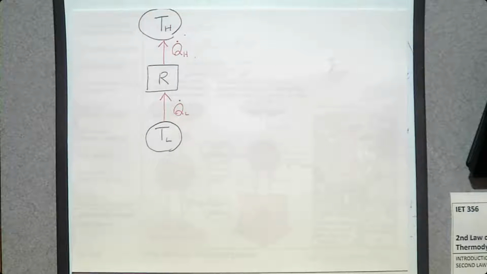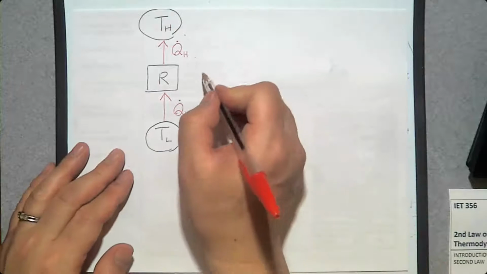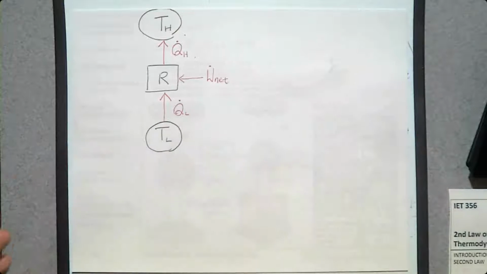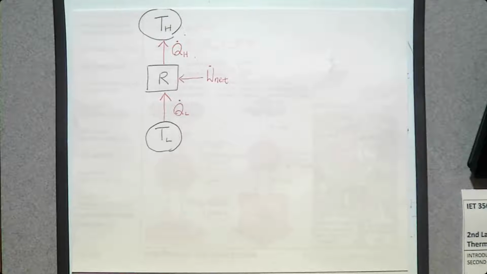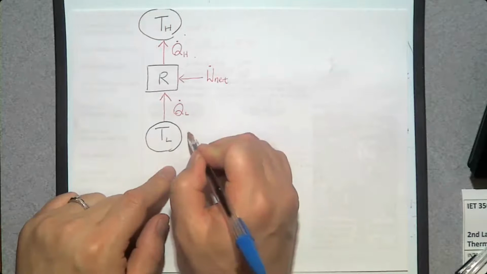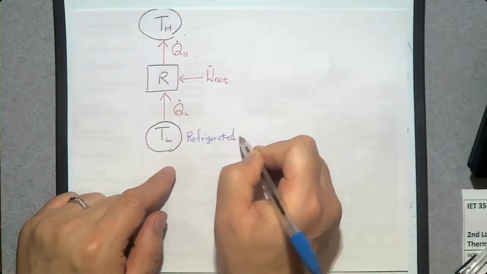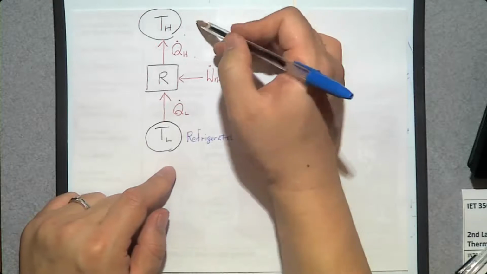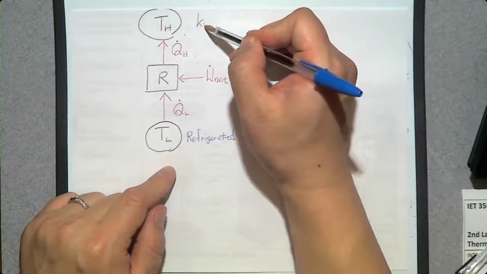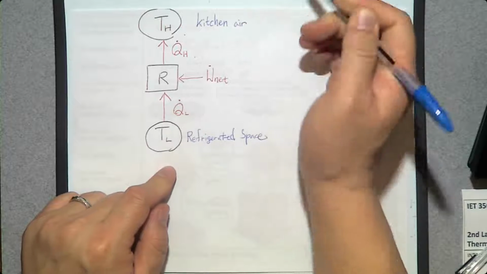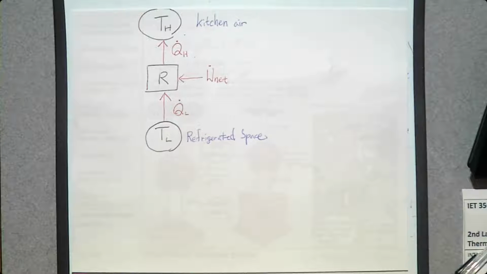However, this heat transfer direction is against the second law of thermodynamics, so it doesn't occur naturally. So we need to provide power, W dot net. So this is a refrigeration cycle. The low temperature is going to be the refrigerated space, and the high temperature is going to be outside. For example, if it is a refrigerator in the kitchen, that's going to be the air in the kitchen.